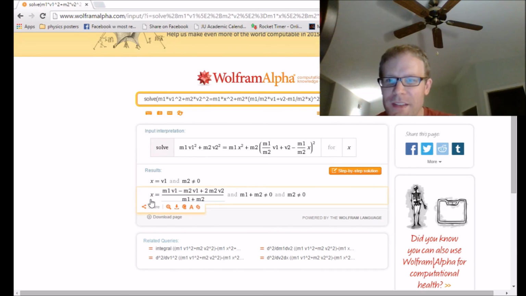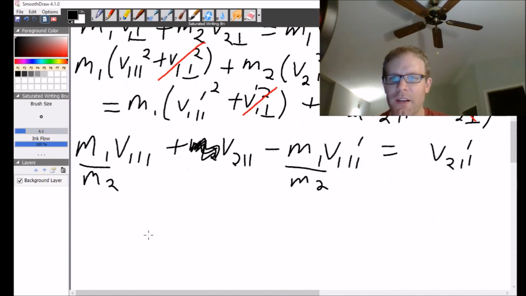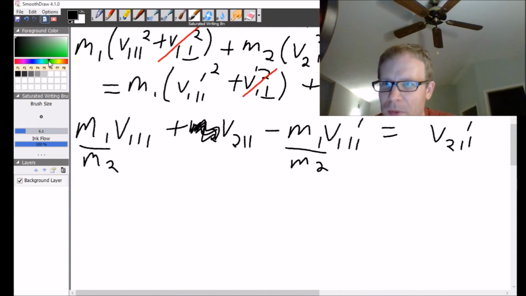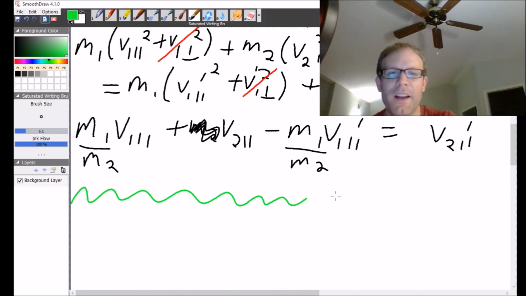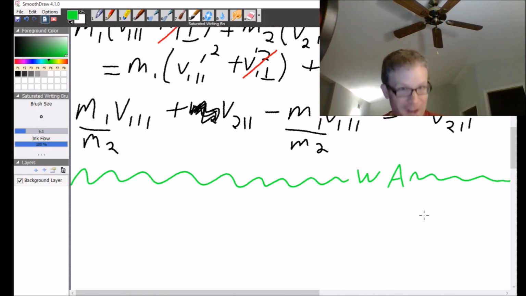So what we do is pick the second one, where the unknown equals this combination, and I'm just going to copy that over to here. I'm going to put in a little green squiggly line and write WA to say that this is where Wolfram Alpha happened, because I'll have this canvas available as an image file in the description below.